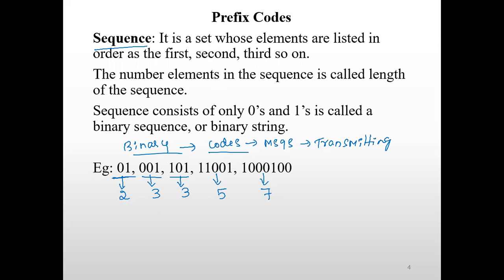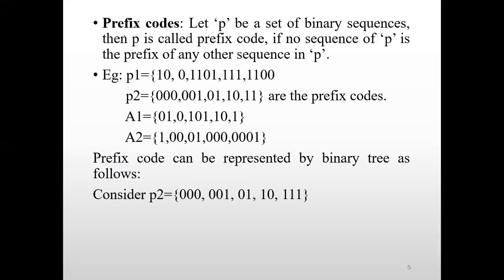By having this idea of the sequence, let's move on to the prefix code. Here, let's look into the definition of the prefix code. Let P be a set of binary sequences. Then P is called a prefix code if no sequence of P is the prefix of any other sequence in P. So to understand this definition, let's consider this example P1.